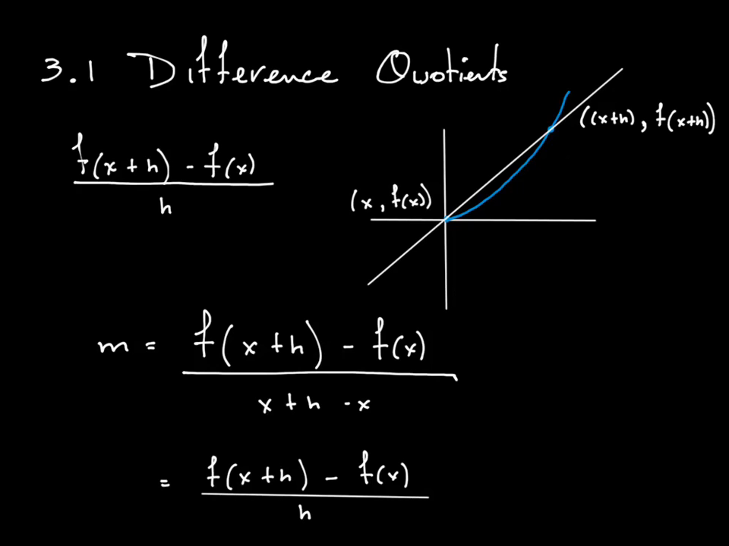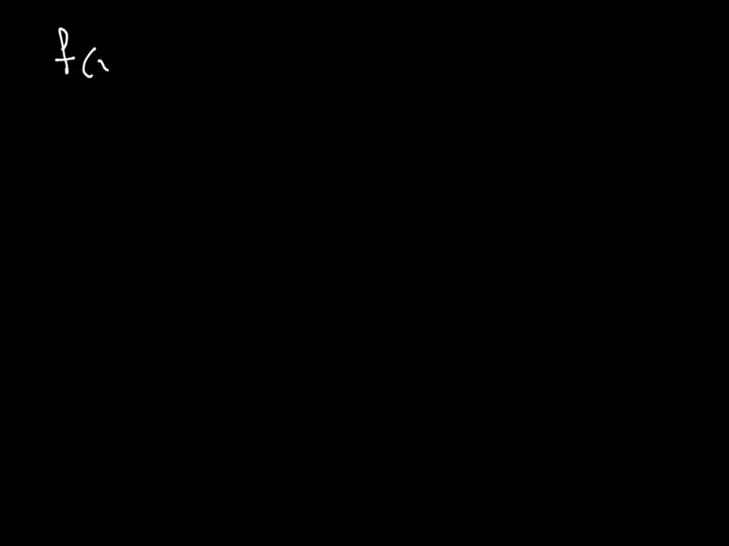So we can take any function and we can apply this formula for a difference quotient to come up with the slope of a secant line. We'll look at a simple one first. This is a linear function. So we have f of x equals 3x plus 5. So we have a slope of 3, a y-intercept of 5.